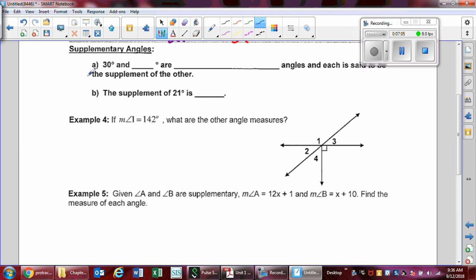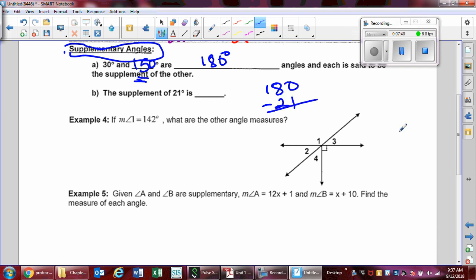Okay, and the next definition we're going over is supplementary angles. It follows the same format as what we did with the complementary one. In this case, I could say 130 and 50 are going to be supplementary angles, which add up to 180 degrees, and are said to be a supplement of each other. So what is the supplement of 21? All you do is 180 minus 21 and write it down. So just remember, supplementary is 180, complementary is 90. But the way you set it up is going to be the same.